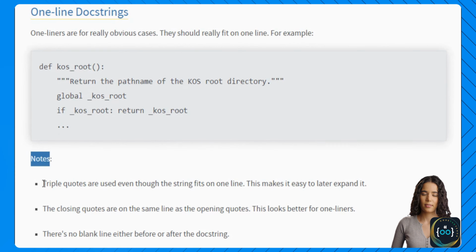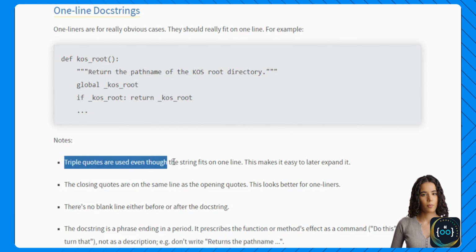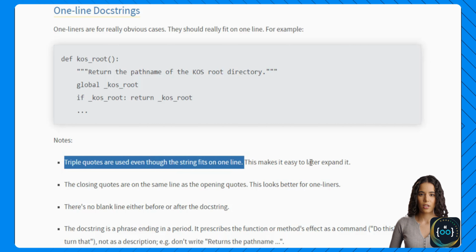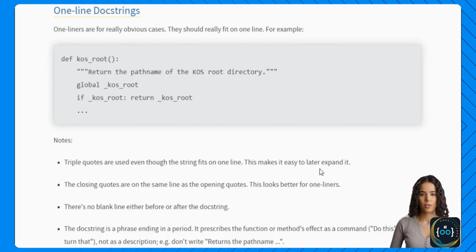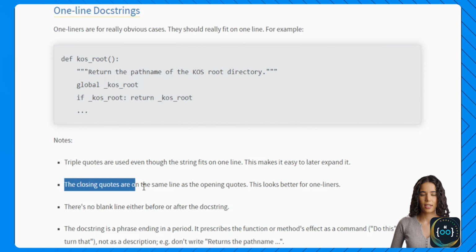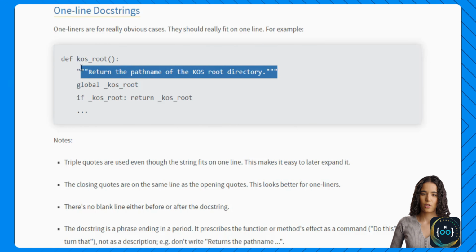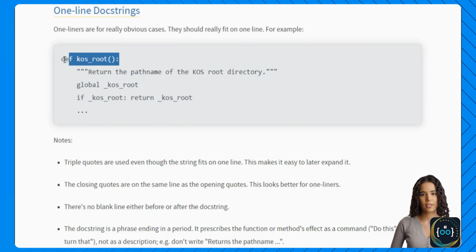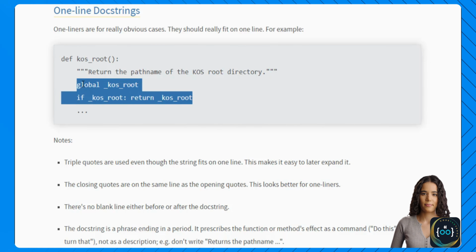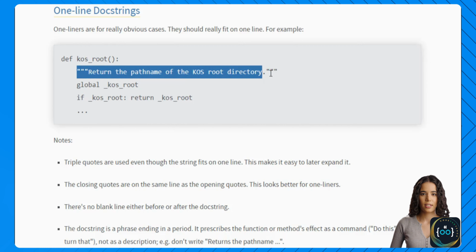Let's read the notes. We can see that triple double quotes are used even though the string fits on one line. This makes it easy to later expand it, okay? The closing quotes are on the same line as the opening quotes. You can see this right here. On the same line. This looks better for one-liners. There is no blank line either before or after the docstring. Right here we have the docstring, we have the function header, and right here below we have the body. So we don't see any blank lines before or after the docstring.